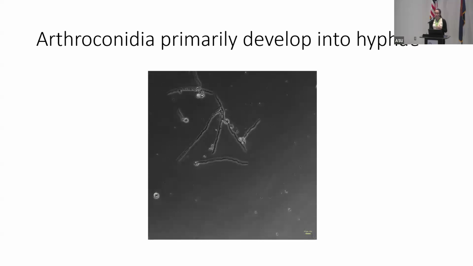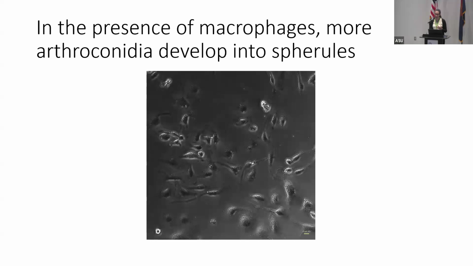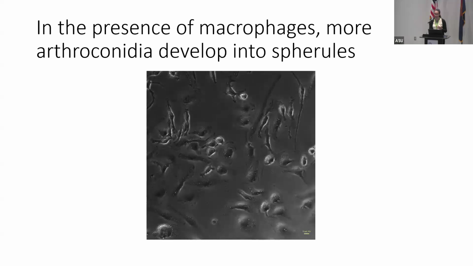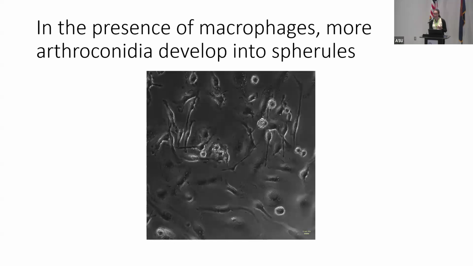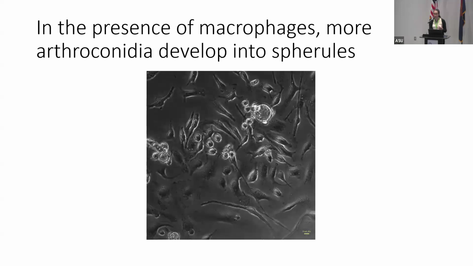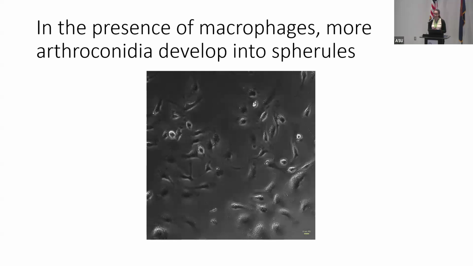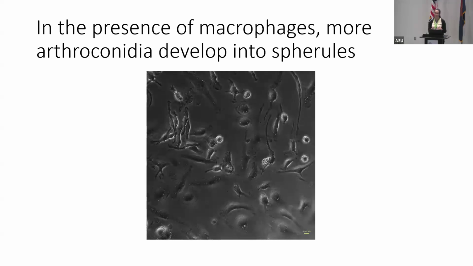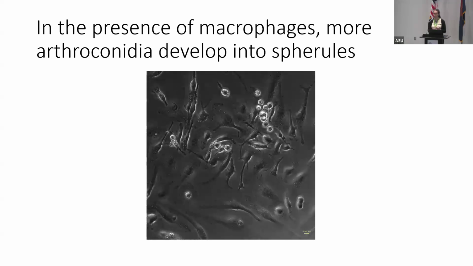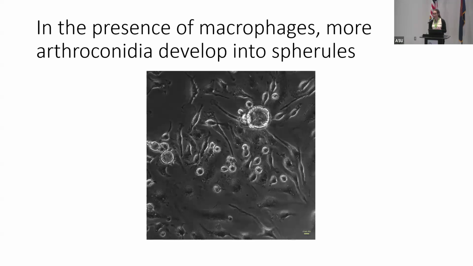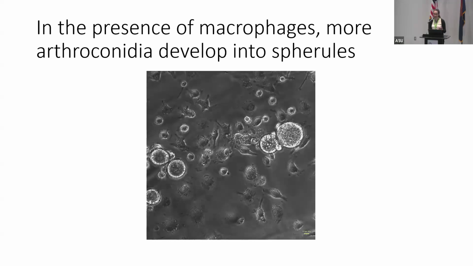When I added macrophages, we saw something very different. Here you can see an arthroconidia in the macrophage, which looks like it's dying, and then these huge spherules are developing. And so this really suggested that arthroconidia are able to sense contact with these immune cells in order to continue that pathogenic cycle.